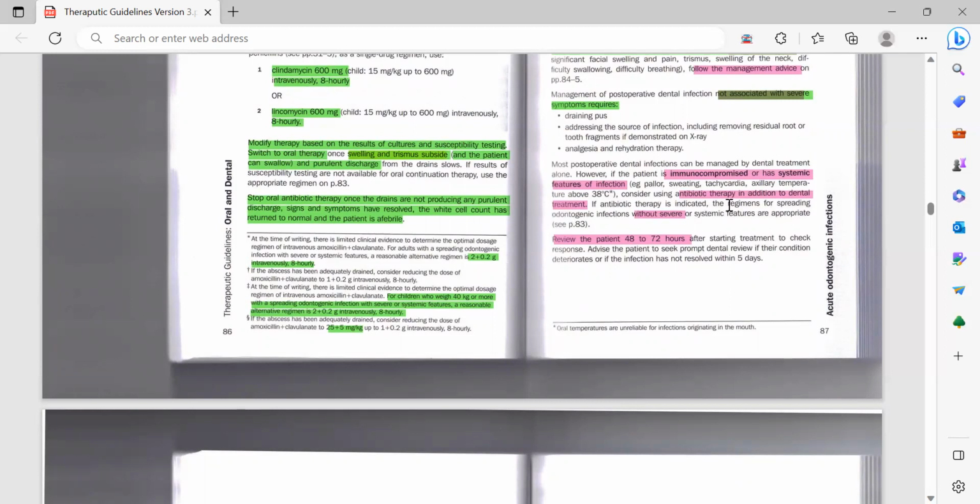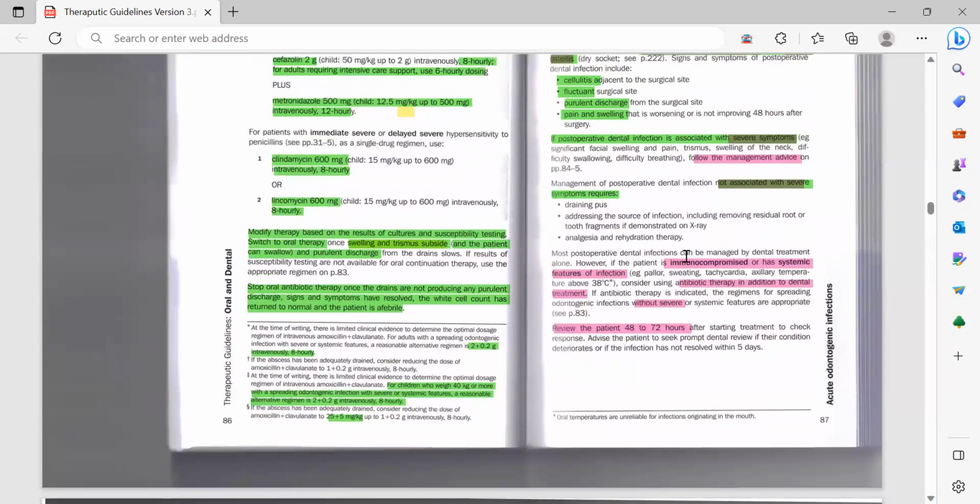If antibiotic therapy is indicated, the regimes are those for spreading odontogenic infection, which means you need to give him the oral antibiotic. And review him back in 2 to 3 days after starting treatment to check for the response. If even after continuing the treatment for 5 days he is not responding, then seek prompt dental review. Ask him to come back again.